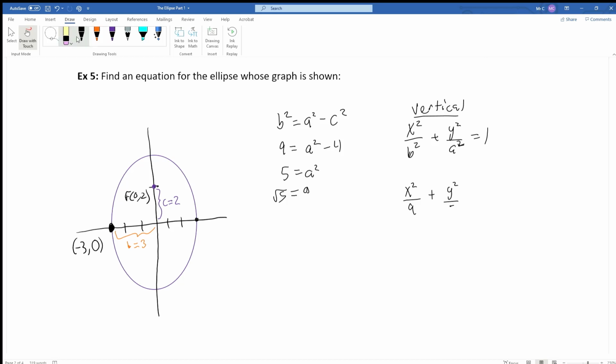I made an arithmetic mistake. That makes sense. Let's try that again. Somehow I got that 9 plus 4 is equal to 5. But this should be 9 plus 4 is equal to 13. And of course then a is the square root of 13, which makes much more sense because a should be bigger than b, right? This thing is vertical. So this should be x squared over 9 plus y squared over 13 equals 1.